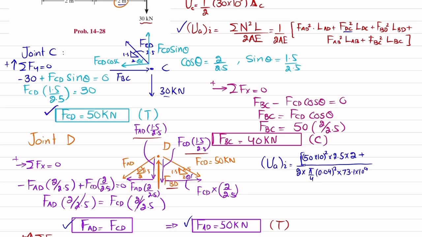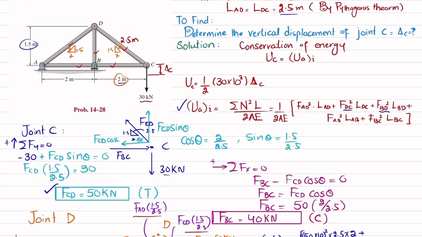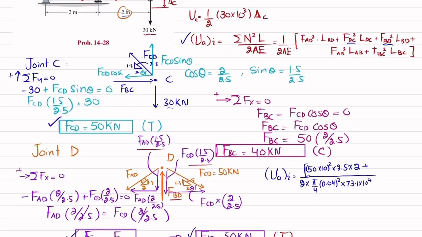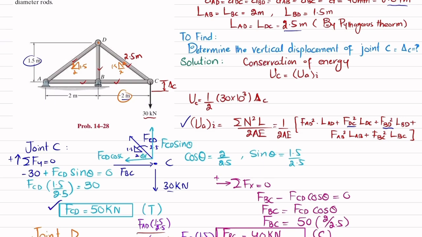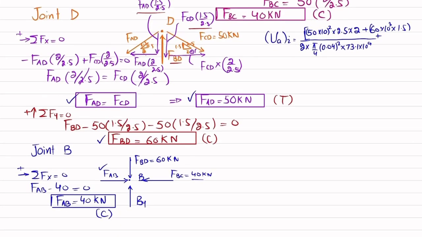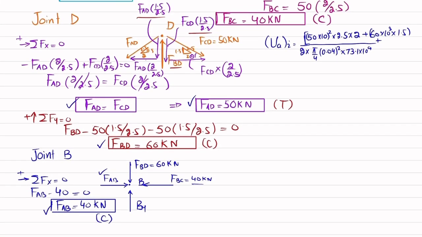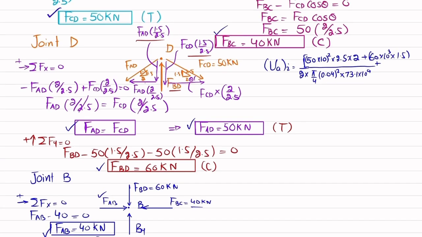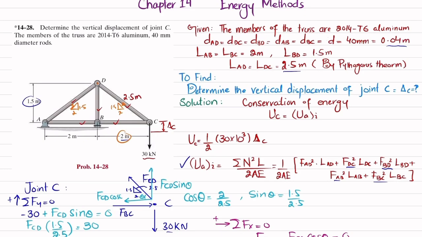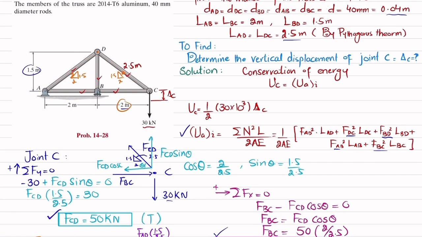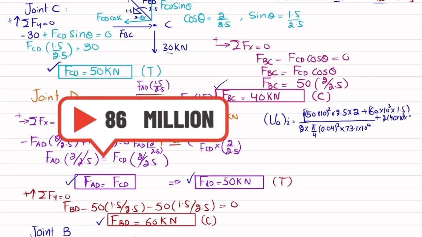Clear? Plus FBD. So FBD is this one, 60 kilonewton. So I will write 60 into 10 to the power 3 multiplied by length, which is 1.5. Clear? Plus you can see that FAB and FBC both are the same. So I will write 2 times 40 kilonewton into length, and the length is BC, 2 meter. So I will multiply it with 2.